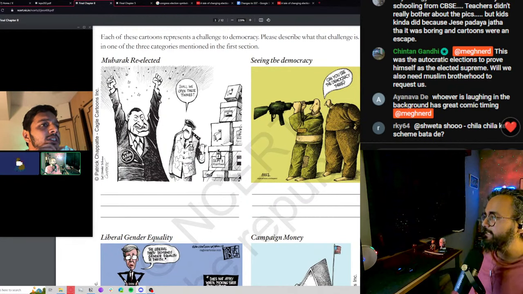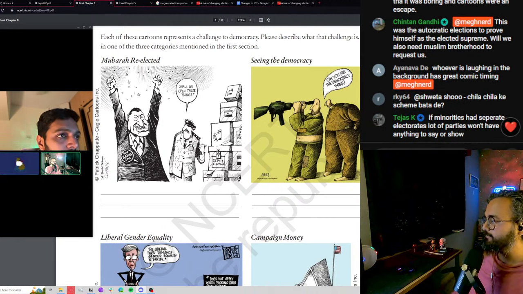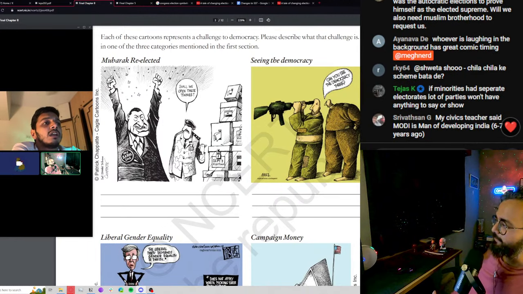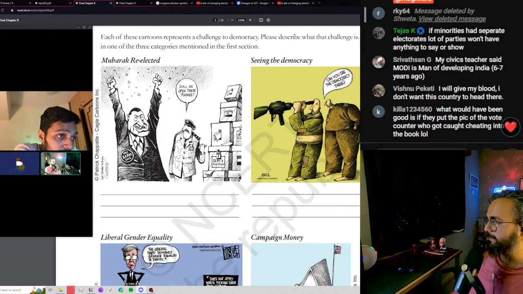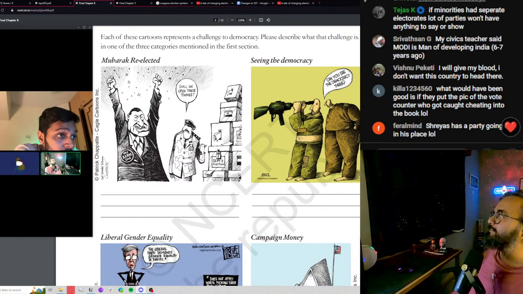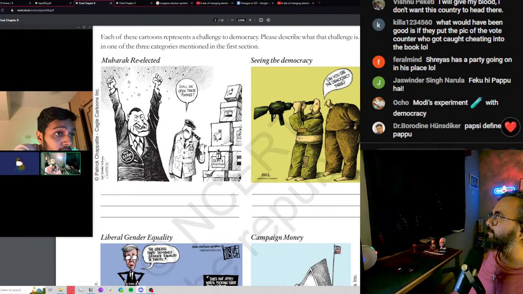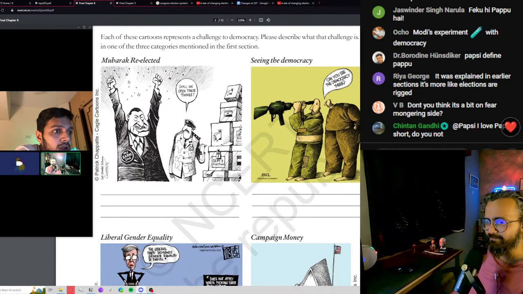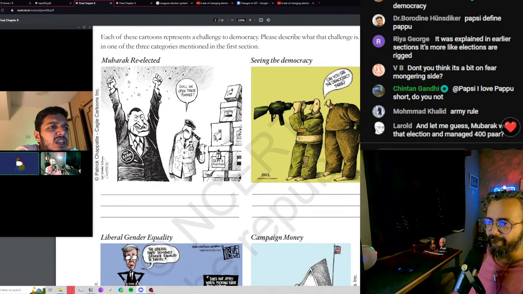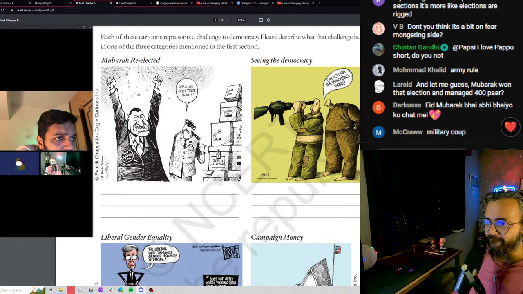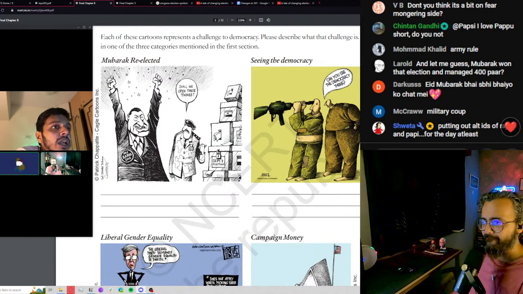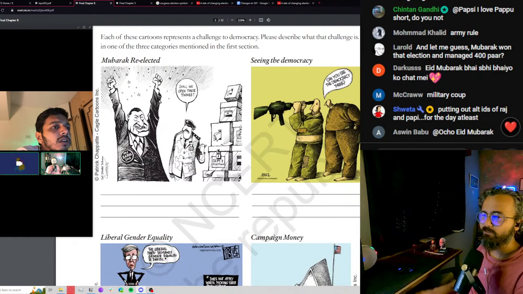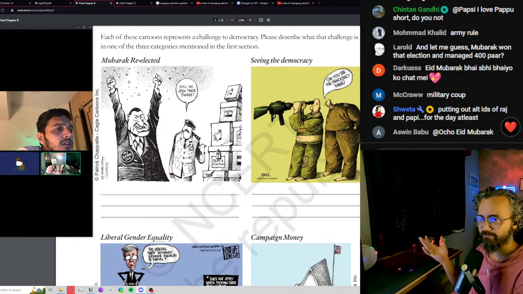Second one. Seeing the democracy. Can you see the democracy here, which is at gunpoint? Pretty self-evident. What was it? There was a quote also. Democracy at a gunpoint. There is no democracy at a gunpoint. Something like that. Chat, if you remember. I mean, yeah, wohi US intervention in different countries. Army rule. This is army rule, definitely. So the first one is just pure dictatorship, which is like autocracy. Second one is army rule.